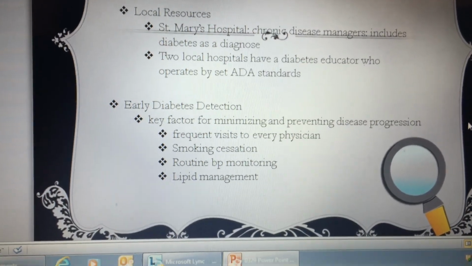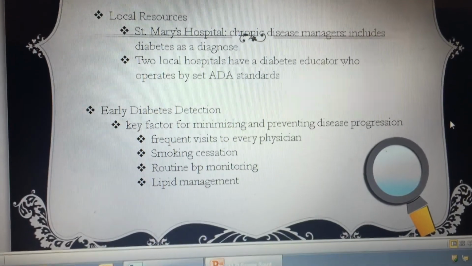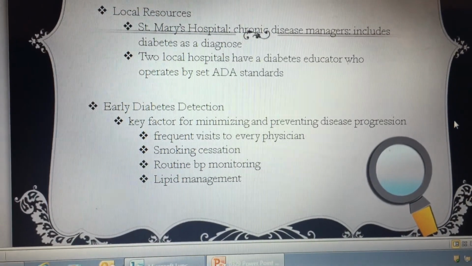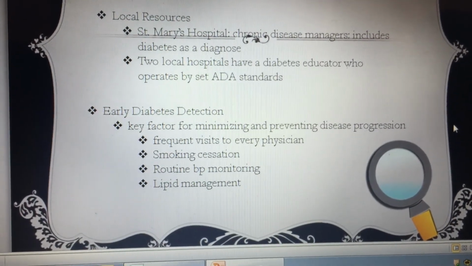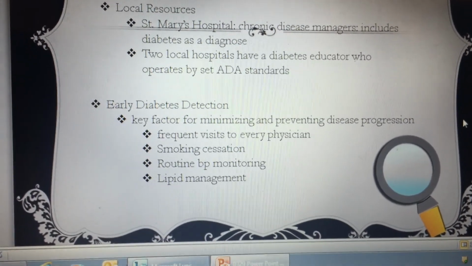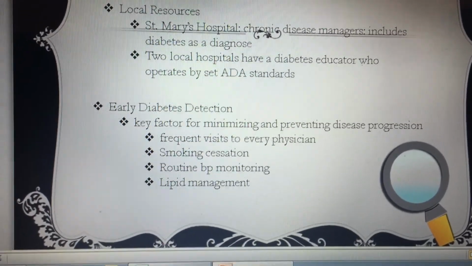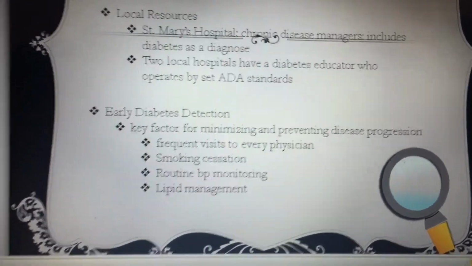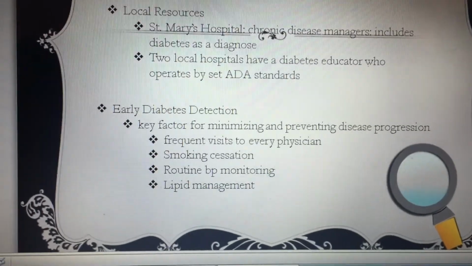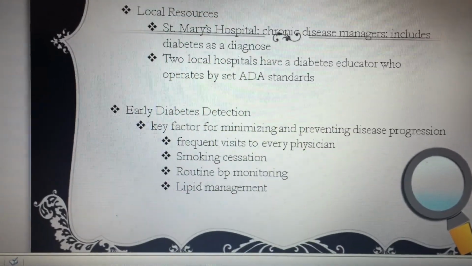Early diabetes detection. Key factors are minimizing and preventing disease progression. Frequent visits to every physician on their plan of care. Smoking cessation is very important. Routine blood pressure monitoring also is extremely important. And maintaining lipid management, keeping your cholesterol levels within normal limits.